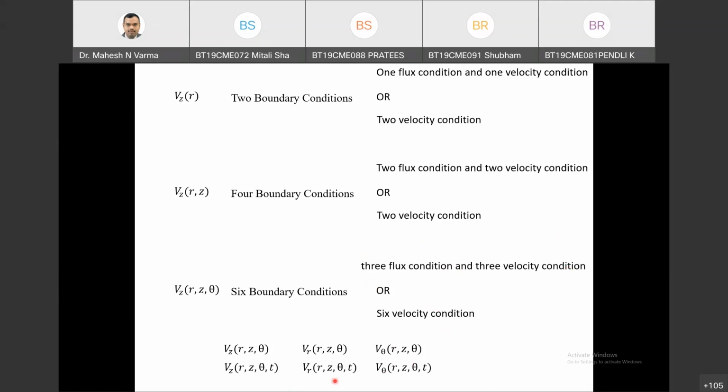Say you are solving an unsteady problem. So Vz is a function of r, z, theta and time, Vr is a function of r, z, theta and time, and V theta is a function of r, z, theta and time. So again, I need one boundary condition with respect to time for each of Vz, Vr and V theta. So in all, considering all components, I will be needing 21 boundary conditions to solve this problem, and there is no analytical solution available. Till now, an analytical solution is available only for a case where I have only one velocity and it is varying in only one direction.